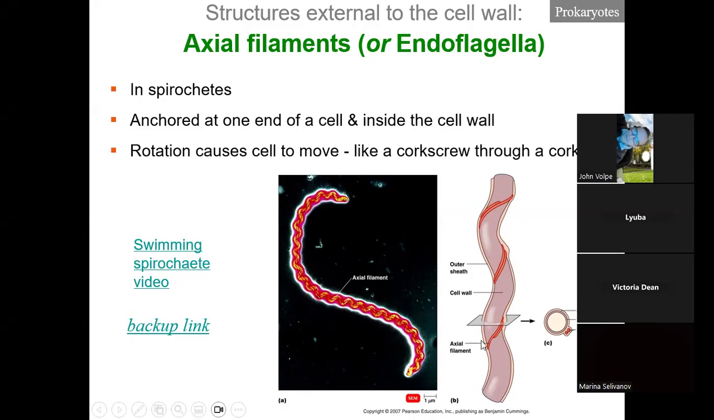And right here, we have the same spirochete showing the axial filament or the endoflagella wrapping around the cell. It's shown in the darker pink, meaning the purple is the spirochete, the pink is the axial filament, and it just wraps around the cell. But this wrapping is actually inside the cell wall.